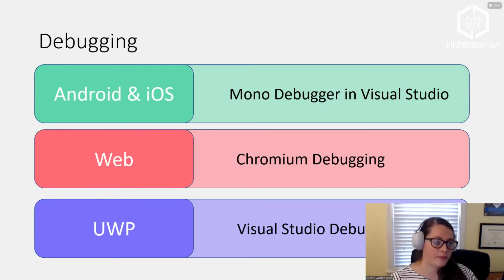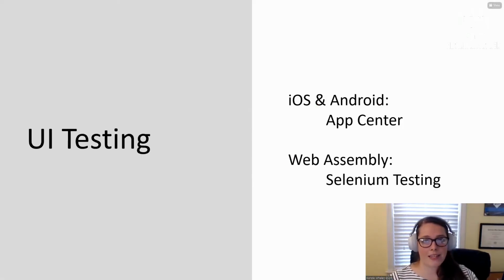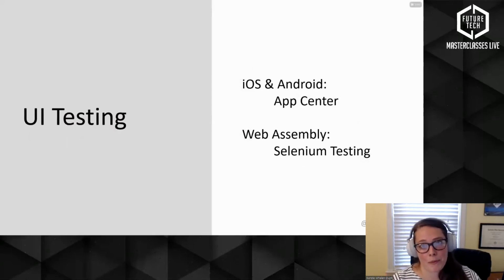All right, for UI testing, because you should be testing your UI and making it part of the development process and not an afterthought, you can use App Center for iOS and Android, which is super dynamic and easy to use. Love it. And then for WebAssembly, you can use Selenium testing.